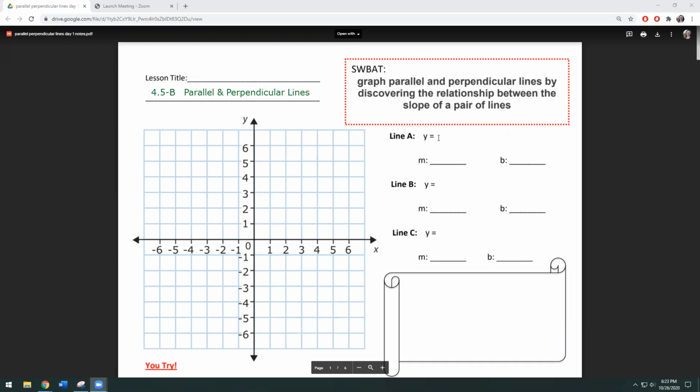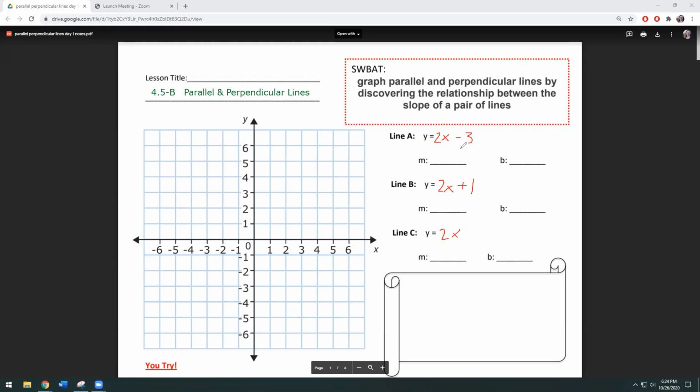We have line A. We're going to say that line A is y equals 2x minus 3. We're going to say that line B is y equals 2x plus 1. And then for our line C, we're going to say y equals 2x. Now let's go ahead and identify what our slope, our m, and what our y-intercept, our b, are.